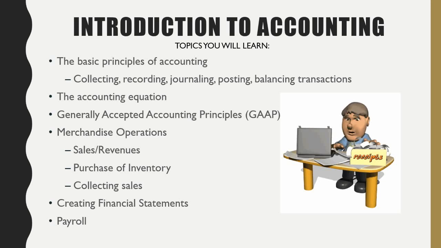All right. So what is going to be taught in this class is we're going to be looking at the accounting equation. We're also going to be looking at the generally accepted accounting principles, also known as GAAP. We talked about that just about a moment ago. And then we're also going to be looking into the perspective of merchandising operations, such as what happens when we have sales. We're also going to be looking at purchasing inventory, and then also how we collect our sales, okay? And then we're also going to be creating our financial statements.